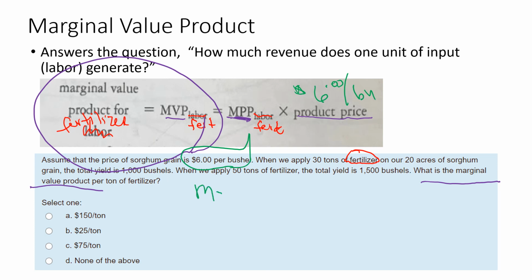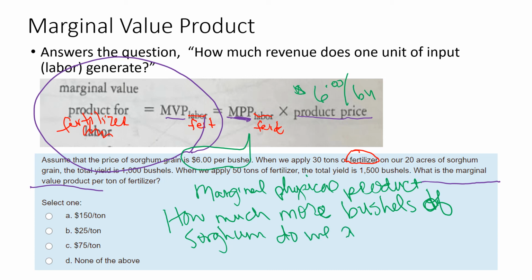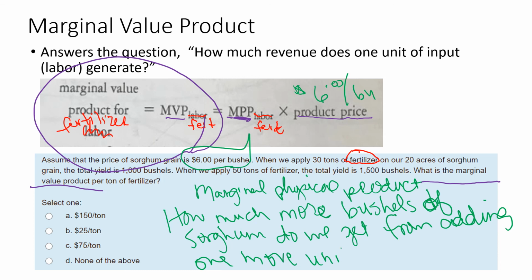So in this case, our marginal physical product answers how many more bushels of sorghum do we get from adding one more unit of fertilizer.